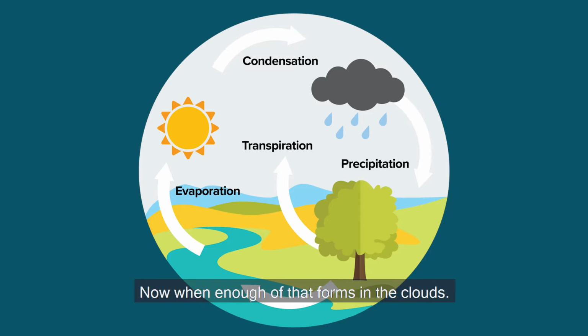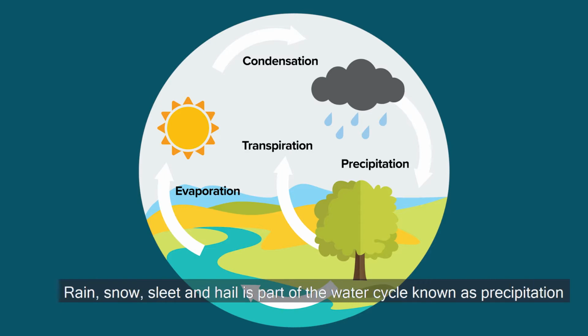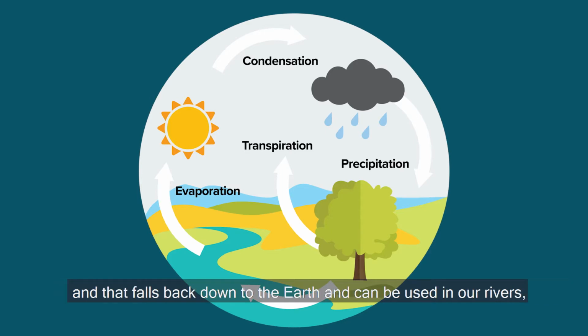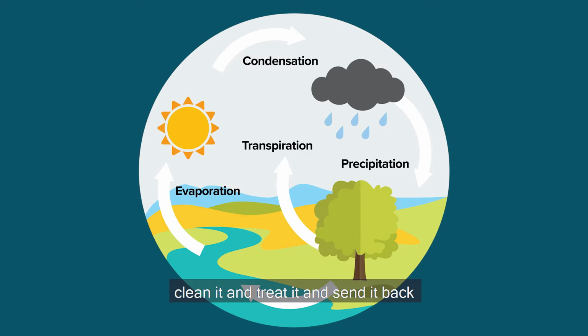Now when enough of that forms in the clouds and all sticks together, they get darker and heavier, and then we get rain, which we're very familiar with here in Scotland. Rain, snow, sleet and hail is part of the water cycle known as precipitation, and that falls back down to the earth and can be used in our rivers, flows back into our lakes, and we can take that up and use it, clean it and treat it and send it back. And then the whole water cycle keeps going forever and ever and ever.